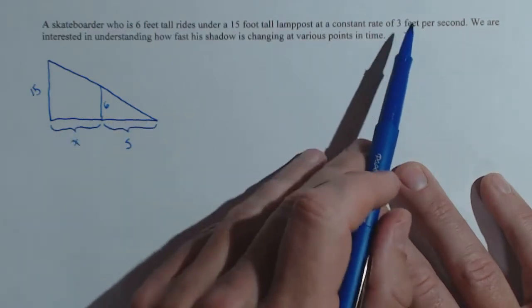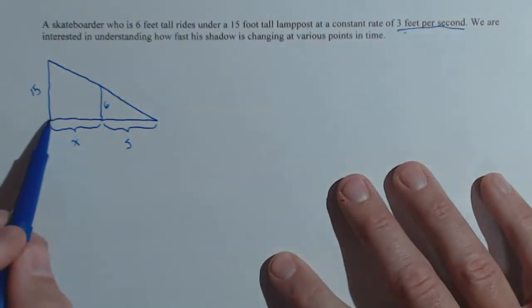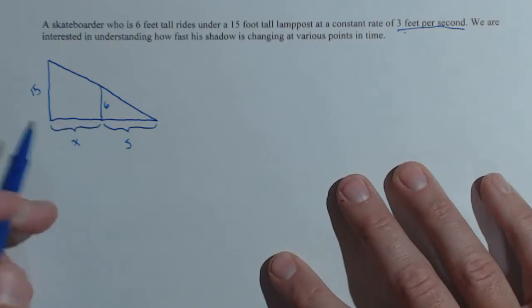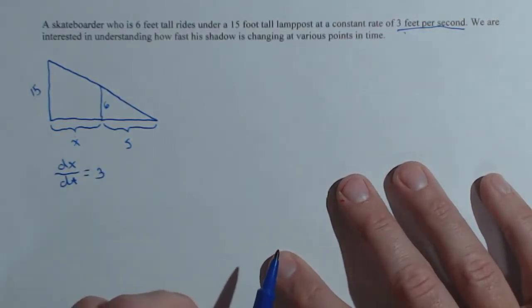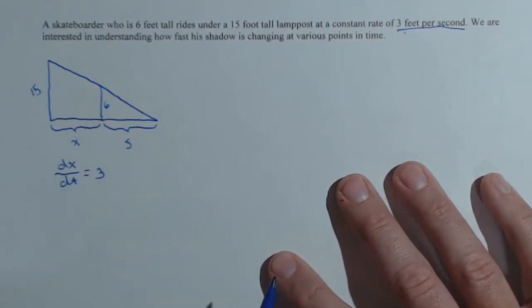So what we need to do now is figure out what's going on. Well, he's moving at 3 feet per second. So if we take a look at this and figure out how it figures into our triangle, that's the rate that x is changing, because that's his distance from the lamppost. That tells us dx/dt is equal to 3. Something we'll probably use later in our related rates problem. So we've got all our knowns identified, and we've got variables for our unknowns.